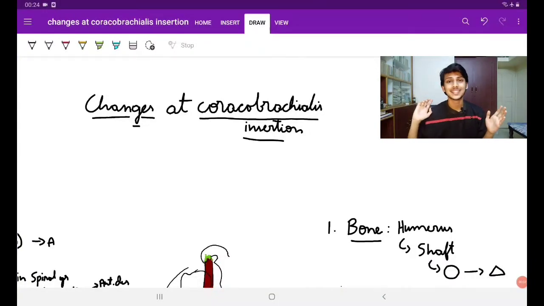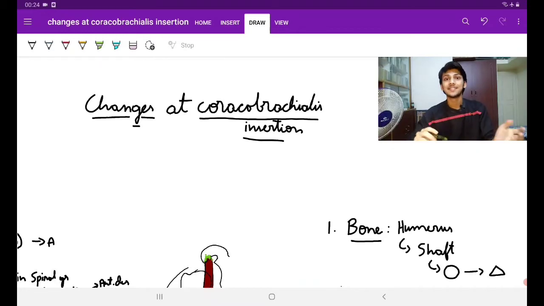This is Ulas. Today we'll study the changes occurring at the level of insertion of coracobrachialis muscle. This is one of the very beautiful topics, guys. Let's get started. Guys, where is the coracobrachialis muscle coming from? Coracobrachialis muscle is coming from the coracoid process and going into the brachium.